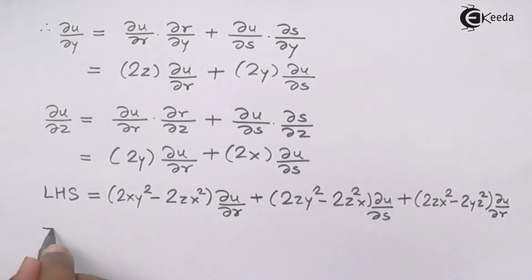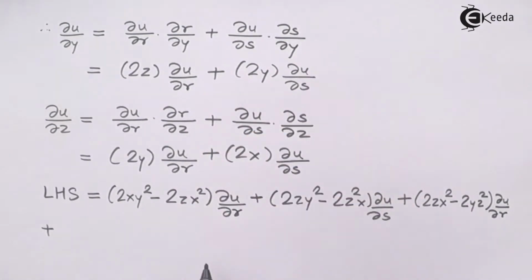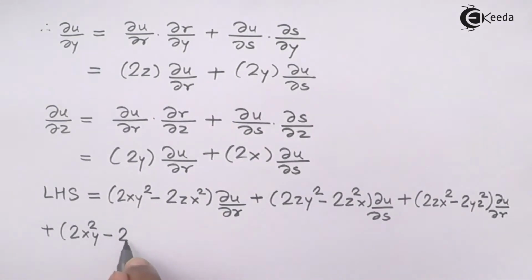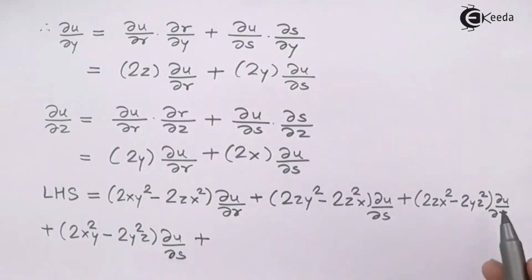Next plus second term into x square minus yz. So 2y into x square is 2x square y minus 2y into yz is 2y square z into del u by del s. So here second term is over.